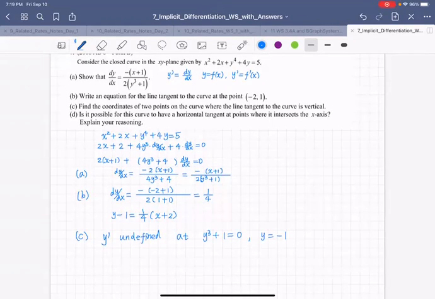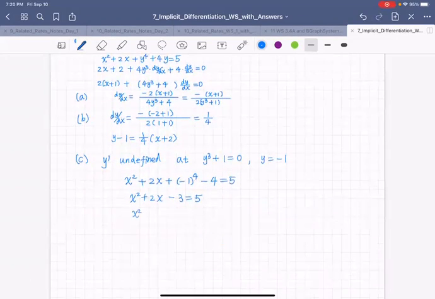And next, we plug in -1 to find the x value. X squared plus -1 to the power 4, right? And then -4, right? Equals 5. This is +1 -4, -3, yes? So this becomes x squared plus 2x minus 8, right?